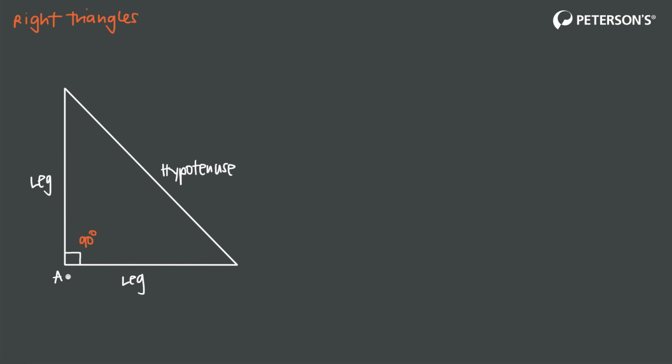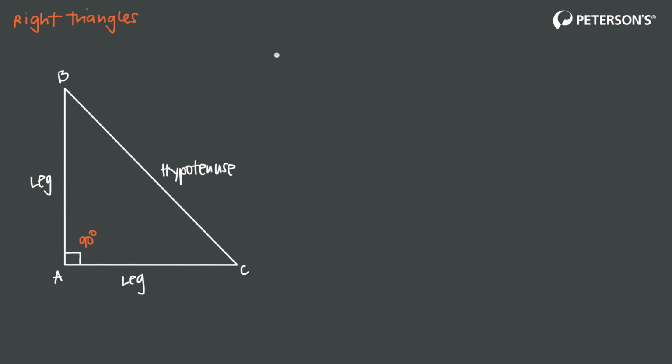So for instance, if this is triangle A, B, C, and we labeled the vertices or the corners of the triangle, then side AB is a leg, side AC is a leg, and side BC is the hypotenuse.